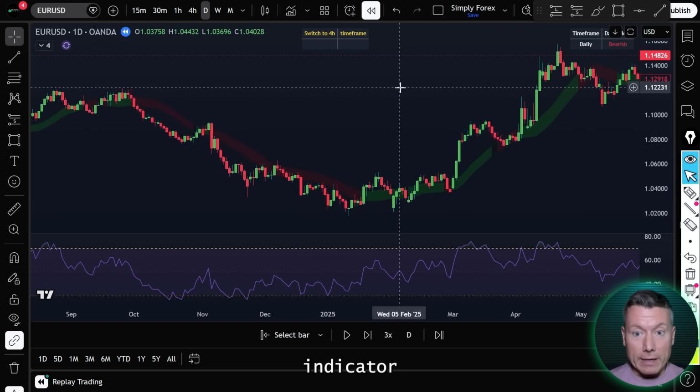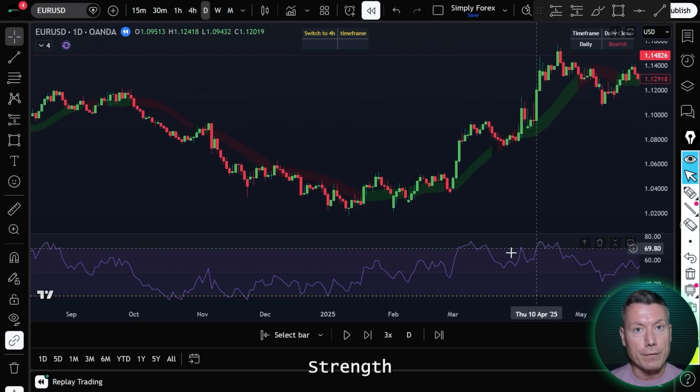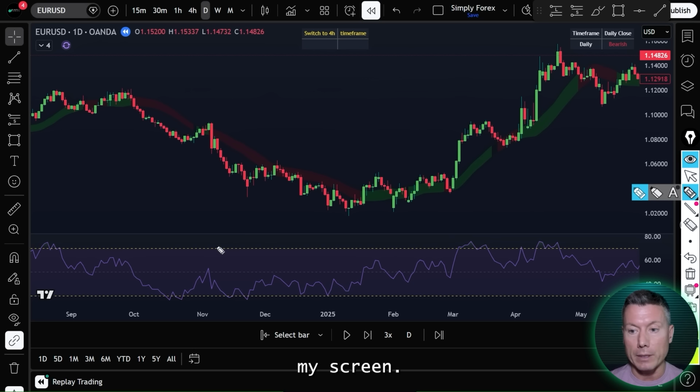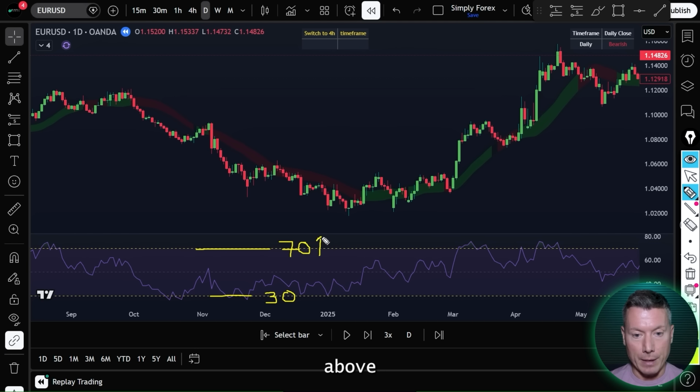The next indicator I want to show you is the RSI, the relative strength index, right? And that's at the bottom of my screen. And you've got these two levels. You've got this dotted line, which is the 70, and you've got this dotted line, which is the 30, right? If we are above the 70, things are overbought. If we're below the 30, things are oversold. And this will help you keep out of trouble and visualize trend and value.